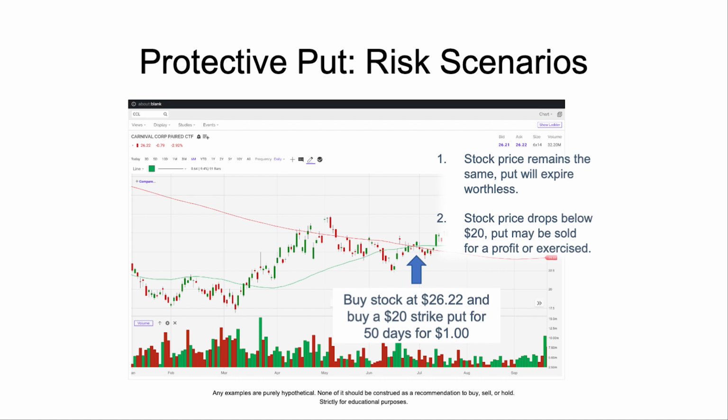Another possibility is the stock price does drop, but the idea here is that we've placed a limit on our loss. So let's say that the stock drops below $20, which is the strike price of our put. We could do a couple of things. The put could be sold for a profit because the value of that put is going to go up as the stock price drops, or we could exercise or use the put, which would then allow us to sell our stock for $20, thereby limiting our overall loss.